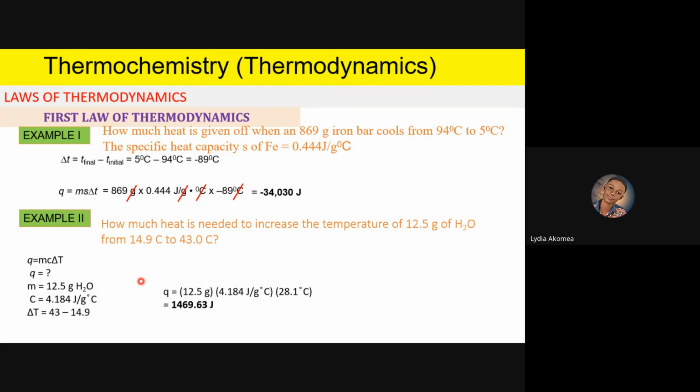Okay. Sir, please. The second one, I got 1506.24. Please, did you use the specific heat capacity? So I've given you the answer there. Yeah. The specific heat capacity of water is 4.184.